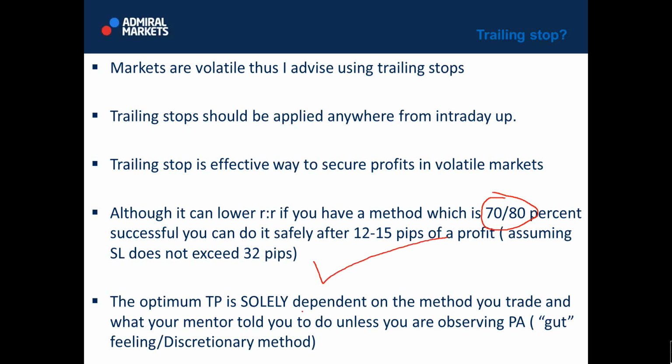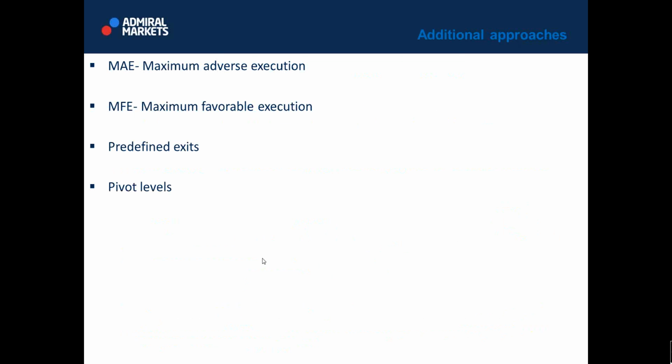The optimum target price is solely dependent on the method you trade and what your mentor told you to do, unless you're observing price action, okay, with a gut feeling or discretionary method. Now we have also additional approaches, which I definitely recommend you to learn a lot about, and I will recommend a book which you should read for this, okay? It's called Maximum Adverse Excursion, MAE, and MFE, Maximum Favorable Excursion. Predefined exits, and pivot levels.